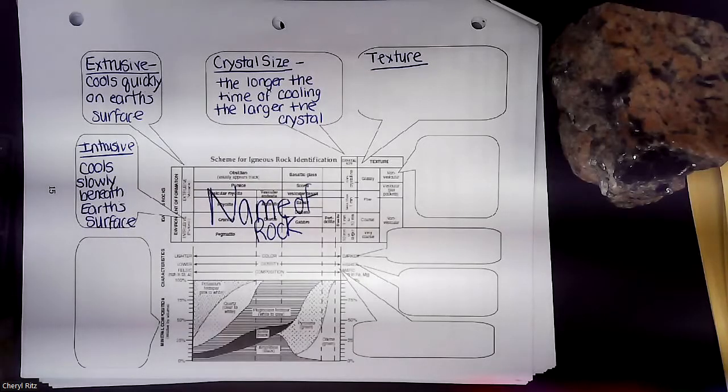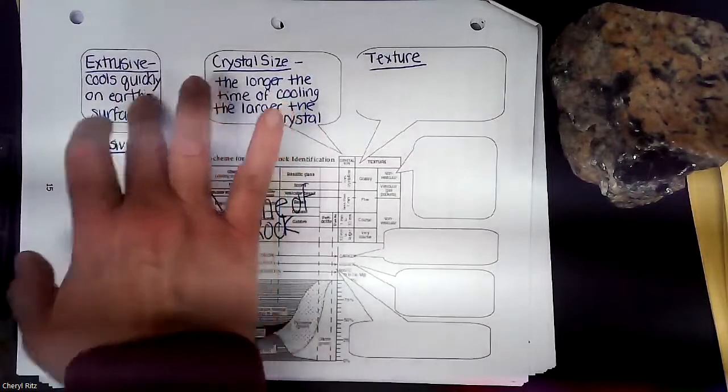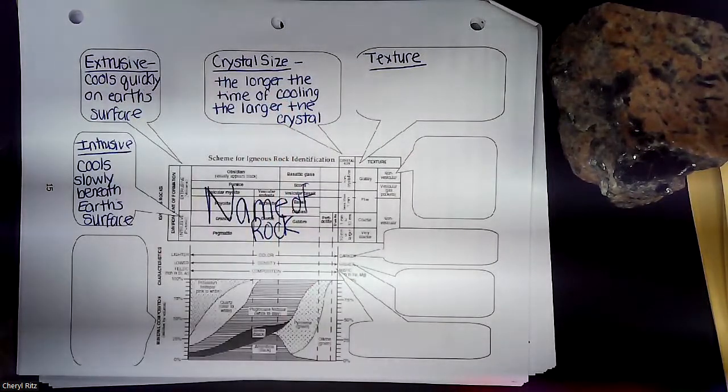So we already started adding in the notes for some of the igneous rock chart. We've already reviewed what intrusive and extrusive igneous rocks are. We reviewed that the longer the time of cooling, the larger the crystal.